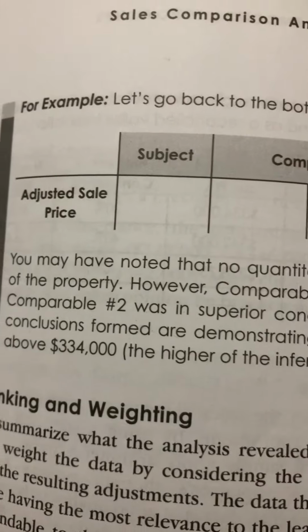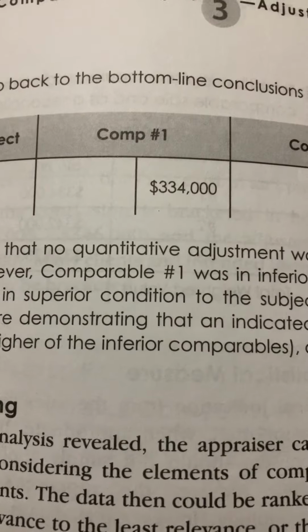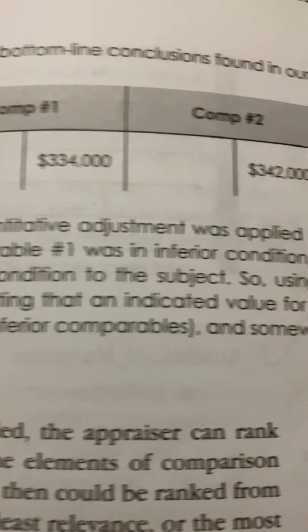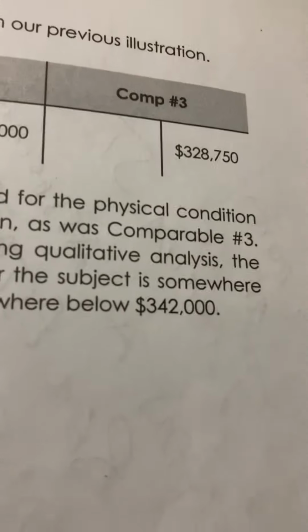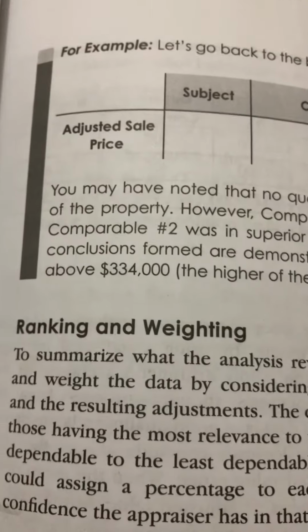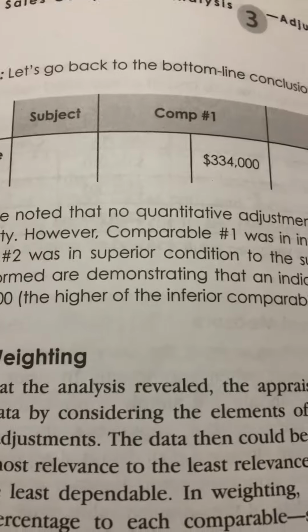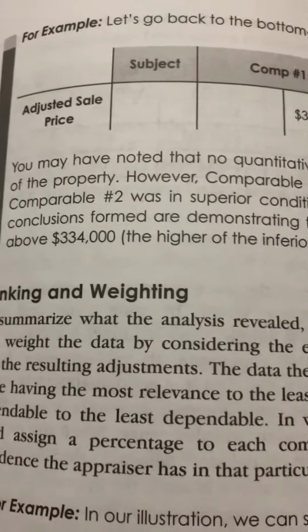Here's your subject, and we're going to go down the adjusted sale price. Comp 1 was $334,000. Comp 2 was $342,000. And Comp 3 was $328,750. You may have noted that no quantitative adjustment was applied for the physical condition of the property.